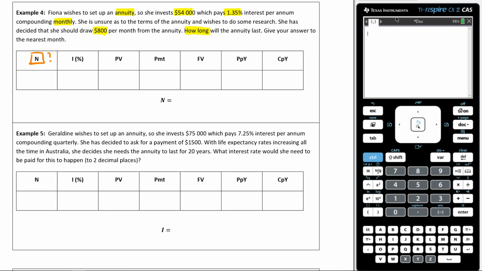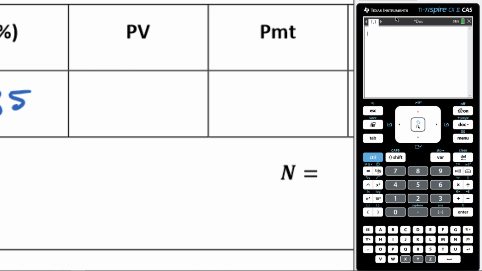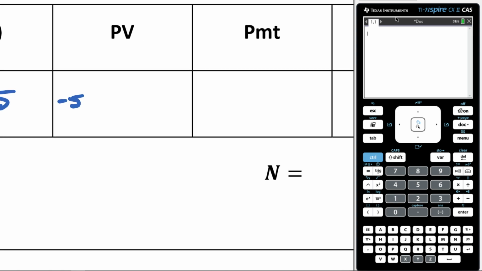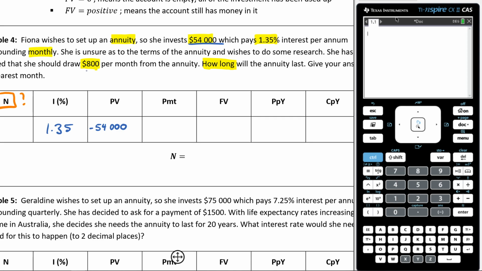What do we know? What we know here is that my interest rate is 1.35. We know that the present value, now this is where you have to be careful. She has invested $54,000. That's going to be negative. It's the amount of money she's putting into the annuity. It is no longer in her pocket. So it's going to be 54,000, and it's going to be negative, people, negative. The payments that we're receiving is $800. Now this is going to be positive because this is the money that's coming into her pocket.